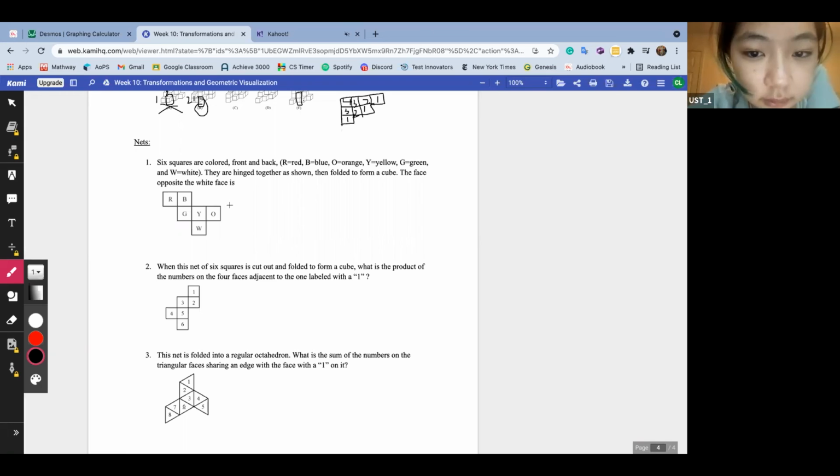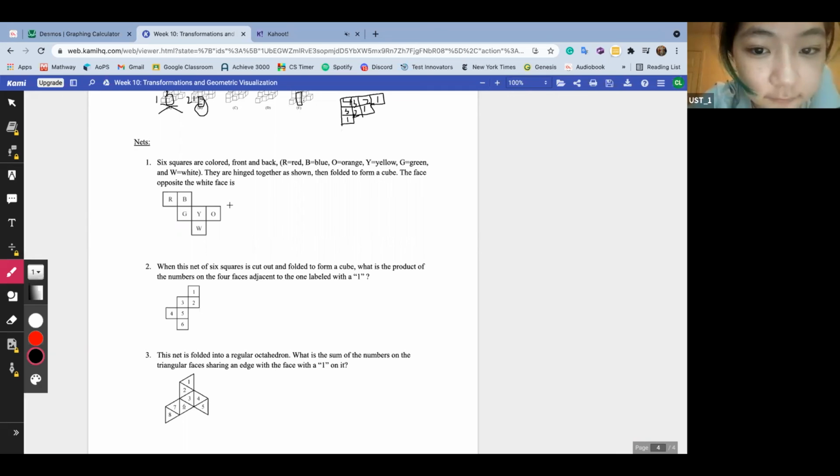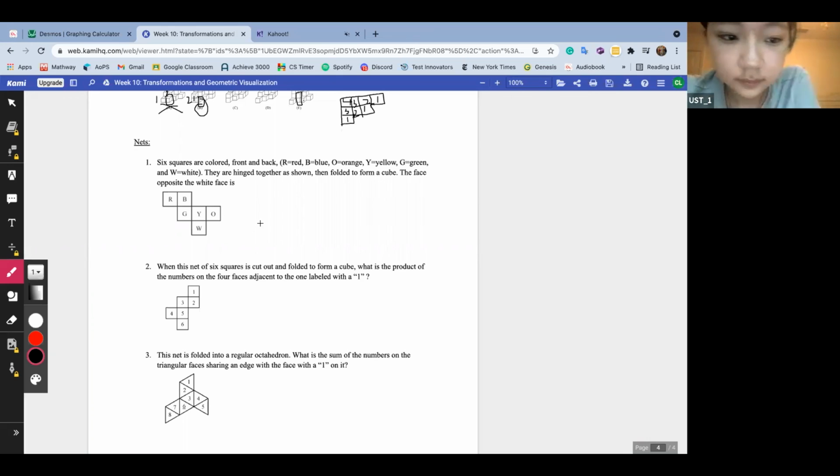Yeah. So, I think I already figured out the first one. I feel like the first one is cube. Yes. So the first one, it forms a cube. You have to see which face is opposite of the white. So let me think. I think the opposite of the white face is blue. I think it's blue. The B. Yes, it's blue. Because think about it.